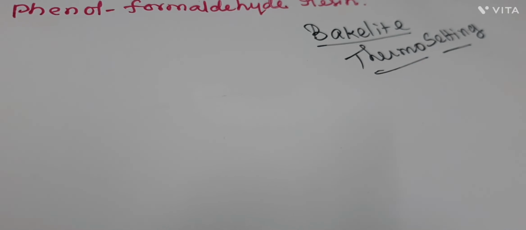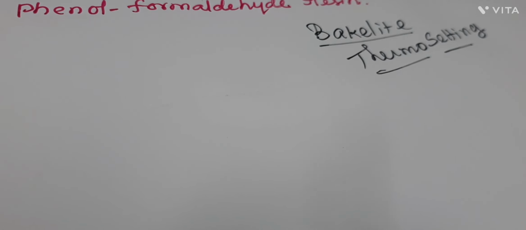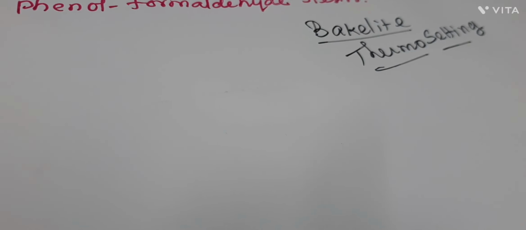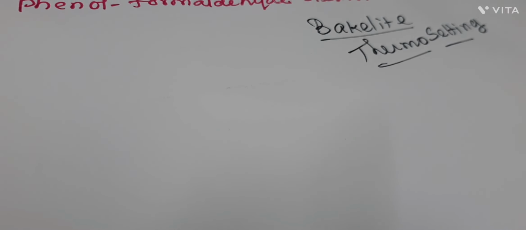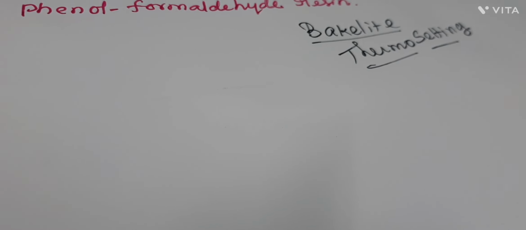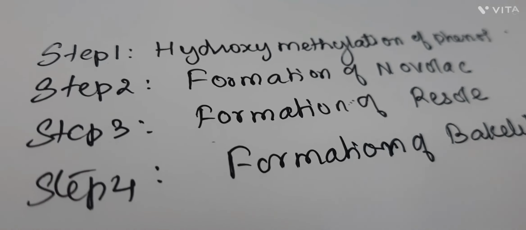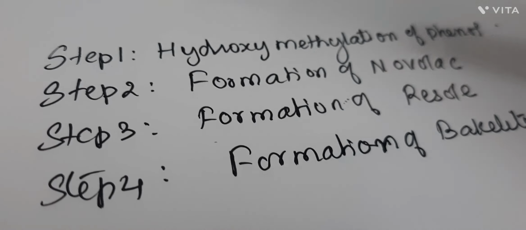Basically, plastics are classified into two types, thermosetting and thermoplastics. Thermoplastics can be remolded. Okay, so it can be melted and then molded again, whereas thermosetting cannot be remolded. Once set, it is set, and after that we cannot remold it again. So phenol formaldehyde resin is a kind of thermosetting plastic.